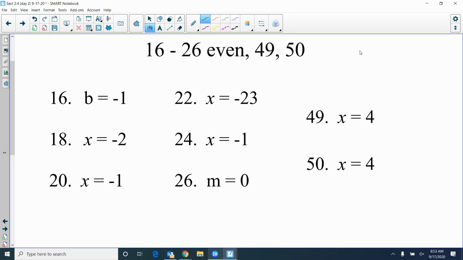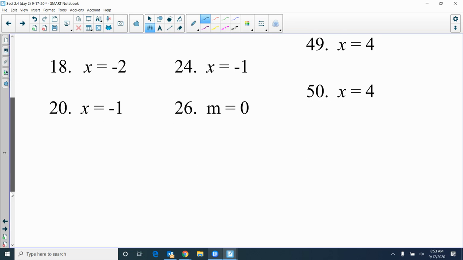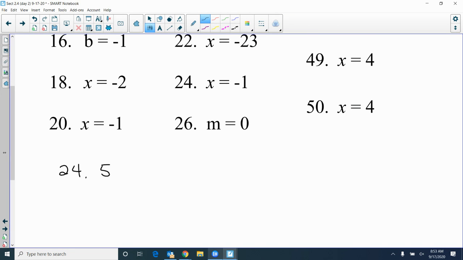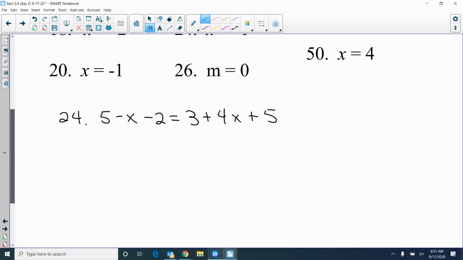Zachary? When I did 24, I got x equals 0, and I checked it, and it was still right. So you're challenging the answer. I like that. What's the original problem? 5 minus x minus 2 equals 3 plus 4x plus 5. Can anybody confirm whether that's correct? The original problem.